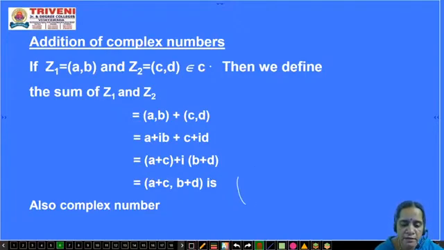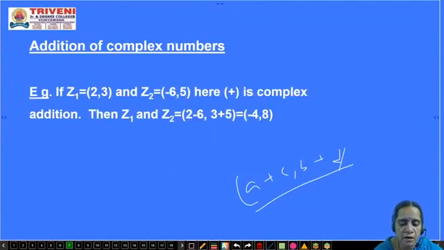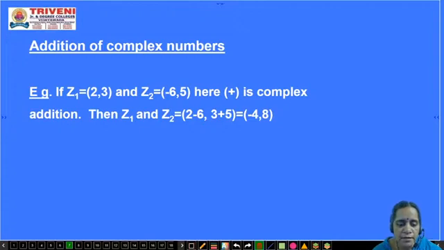This can be written as the ordered pair (a plus c, b plus d). This is also a complex number. For example, for addition of complex numbers, z1 is equal to (2, 3) and z2 is equal to (minus 6, 5). The addition of complex numbers means we have to add the first components of z1 and z2, and then the second components of z1 and z2. What are the first components here? 2 minus 6, and the second components are 3 plus 5, that is (minus 4, 8). This can be written in the complex form as minus 4 plus 8i.